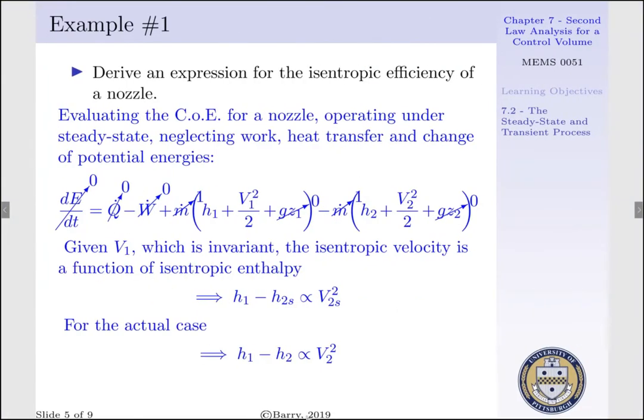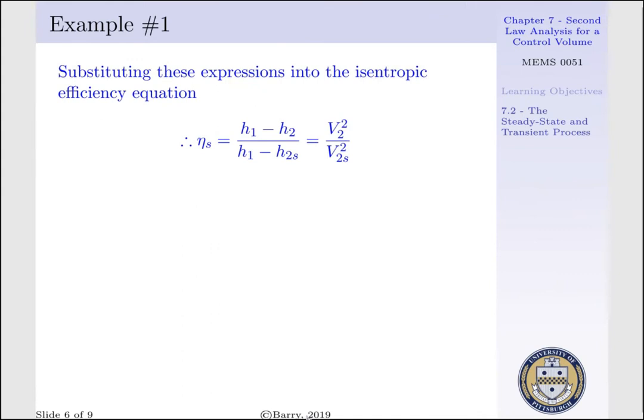In our actual case, our difference of enthalpies, h1 less h2, is going to be proportional to v2 squared, our actual velocity. If we substitute these expressions into our isentropic efficiency equation, we have the isentropic efficiency of our nozzle is h1 minus h2 per h1 minus h2s, which is equal to our actual velocity squared at our exit per the velocity of a situation where our entropy is constant at our exit squared.